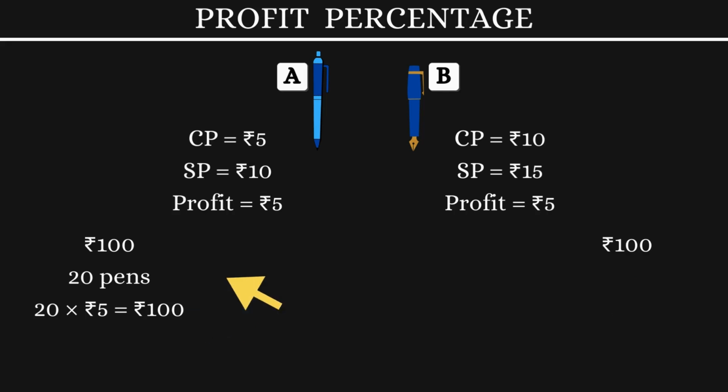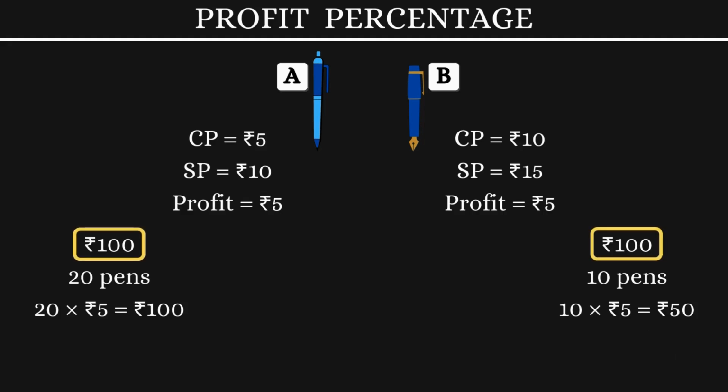Now let's come to the second set of pens. Since the cost price is 10 rupees, he can get 10 of these pens for 100 rupees. And if he manages to sell each of these pens at 15 rupees, he will have a total profit of 10 into 5 rupees, which is 50 rupees. Now we can see that for the same amount, he has made more profit in the first set of pens than the second one.